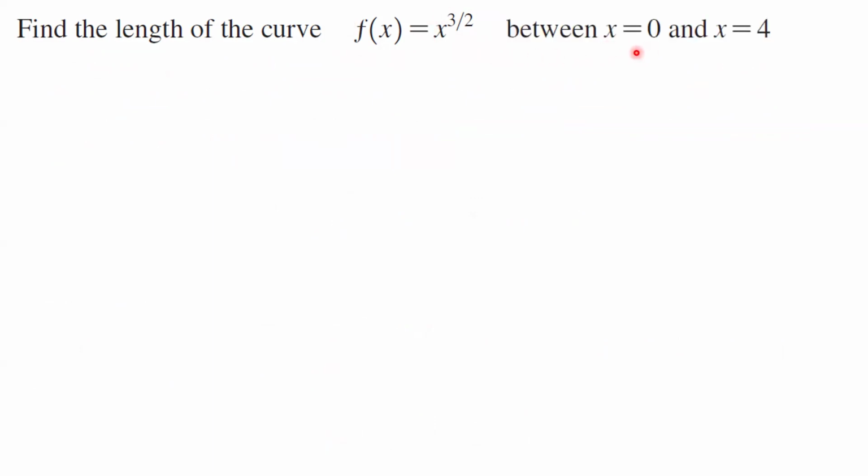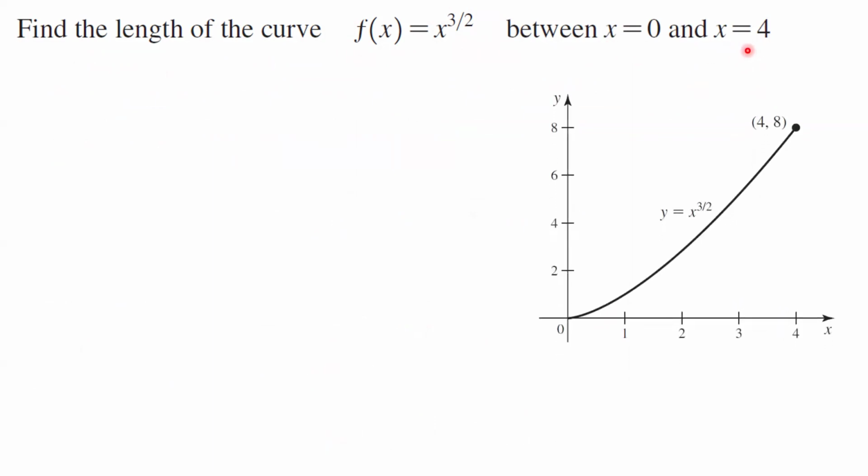x starts from 0 and it stops at 4. We can visualize this curve as well. Here, when x is equal to 0, your y is equal to 0. When x is 4, your y is 8. We want to know what this length is. How do we calculate this length?